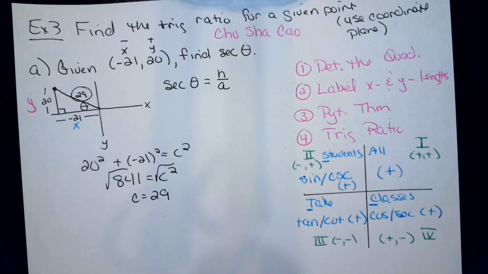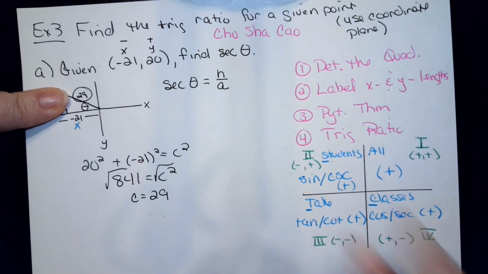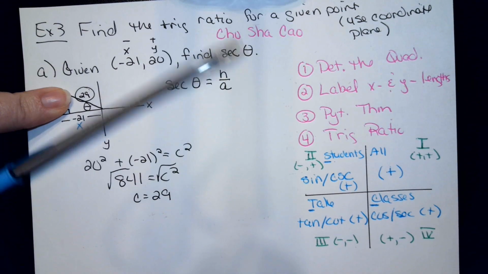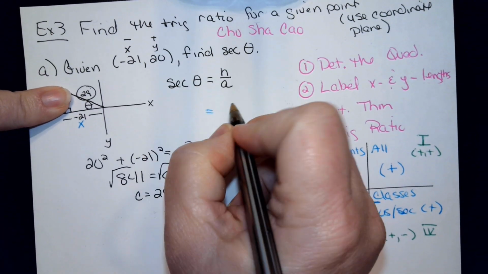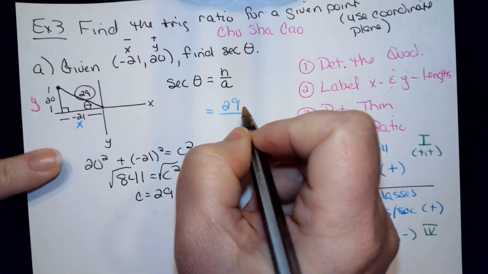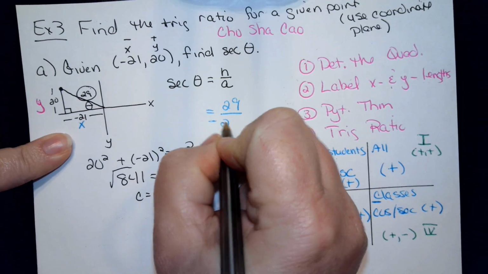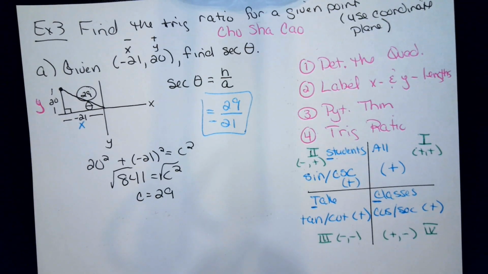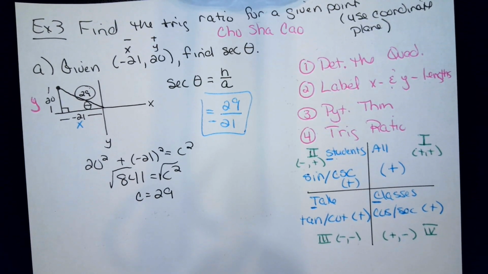So now we've got our adjacent and our hypotenuse. The hypotenuse is 29. The adjacent is negative 21. So the secant of theta is negative 29 over 21.